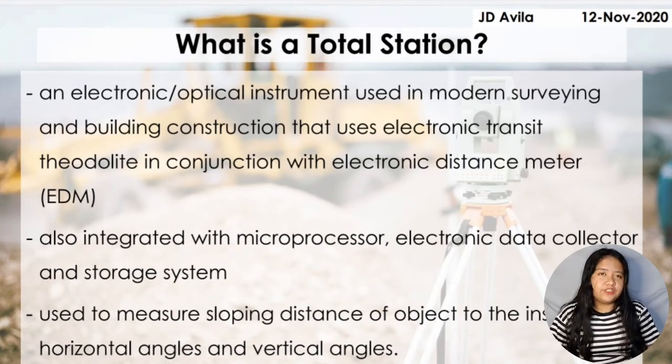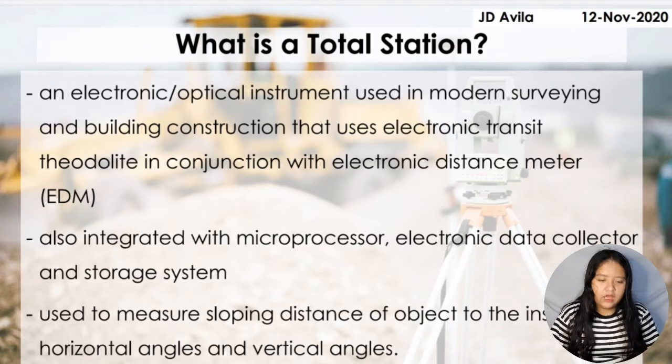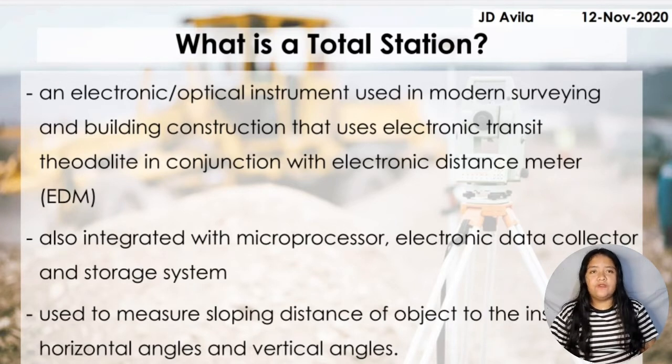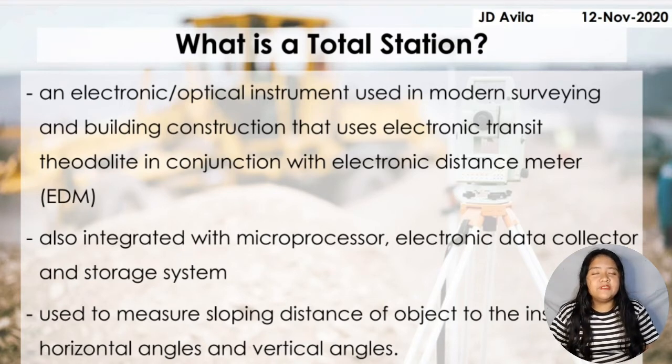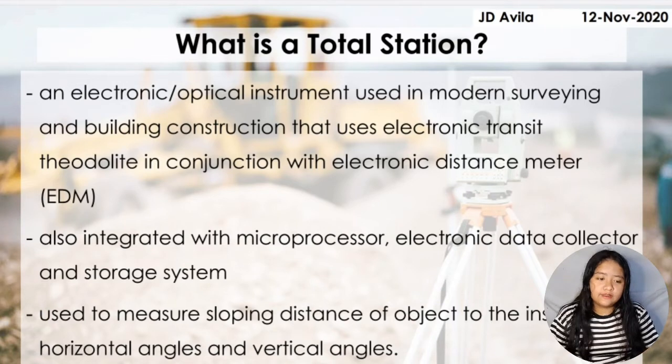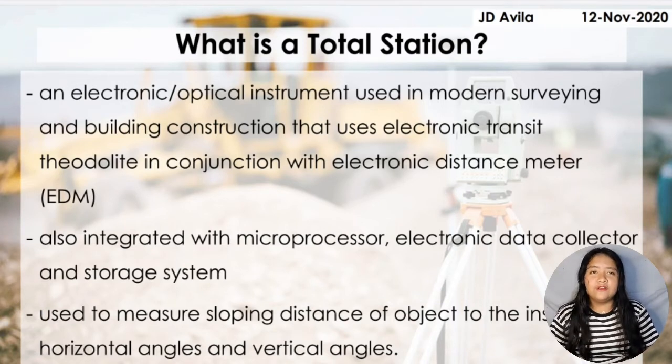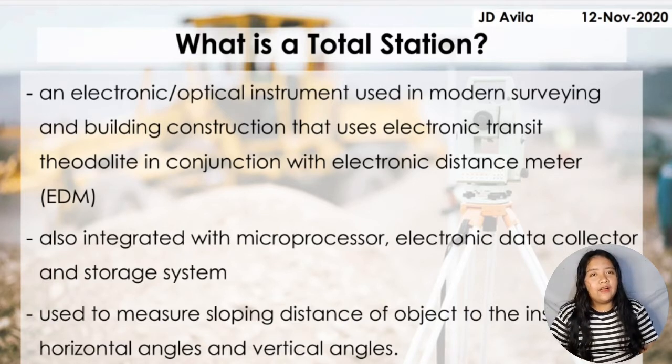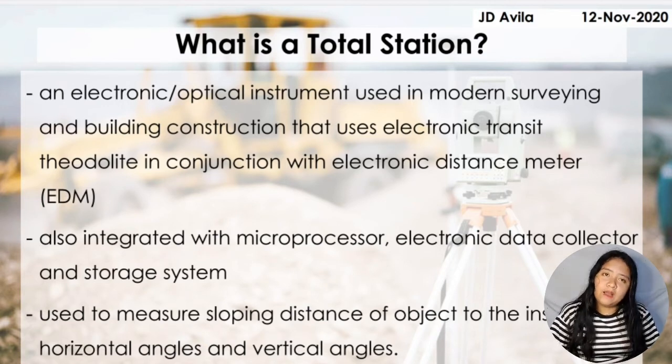The total station is used to measure the sloping distance of an object to the instrument, and horizontal and vertical angles. The microprocessor unit enables computation of the data collected to further calculate the horizontal distance, coordinates of a point, and reduced level of a point. Data collected from the total station can be downloaded into computers or laptops for further processing of information.